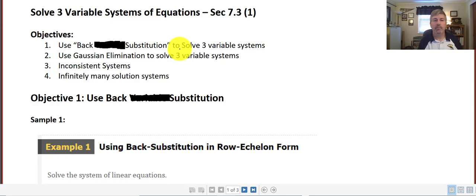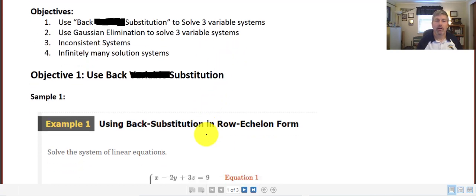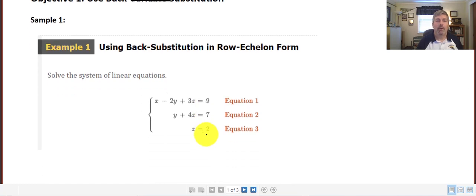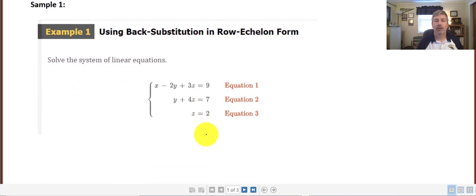Welcome back. The objectives of this video are to use back substitution to solve three-variable systems. We'll introduce Gaussian elimination to solve three-variable systems, and we'll take a look at inconsistent systems and systems with infinitely many solutions. So let's take a quick look at back substitution. We want to use back substitution in row echelon form here. So we've got our three systems of equations, and intuitively this seems pretty straightforward.